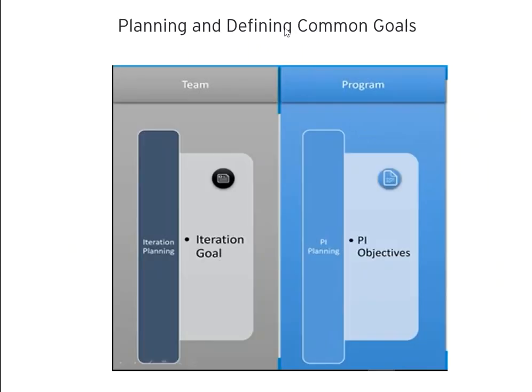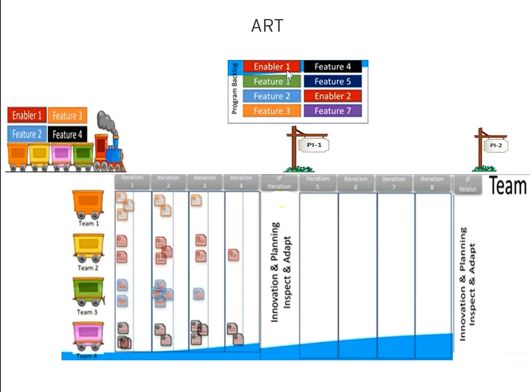Then the planning and defining common goals. For iteration planning, we will have the iteration goal. For the PI planning, there will be the PI objectives. If there are 5 teams, then each team will have an iteration goal, and the 5 teams will collectively have the PI objectives. So this is called a release train.